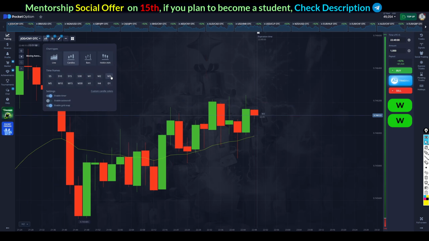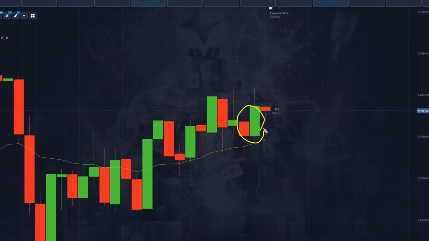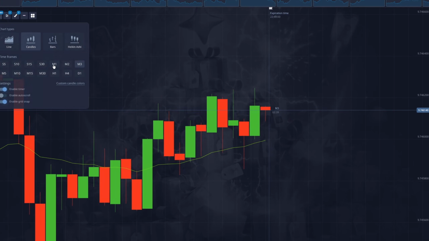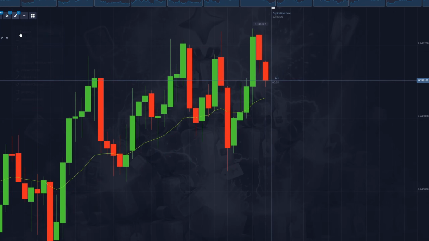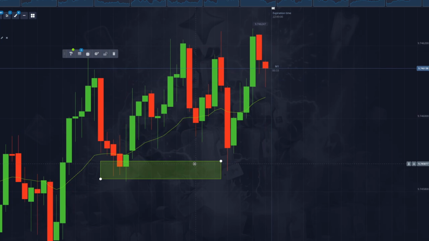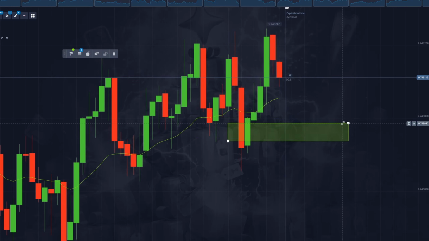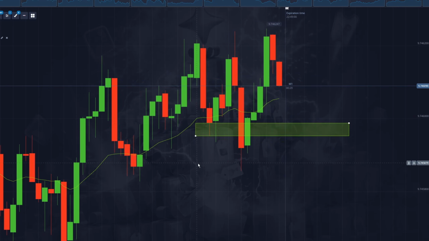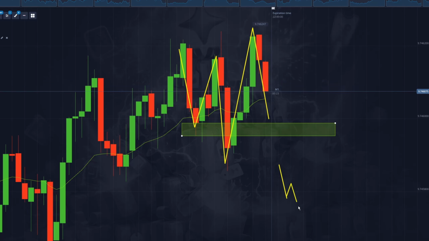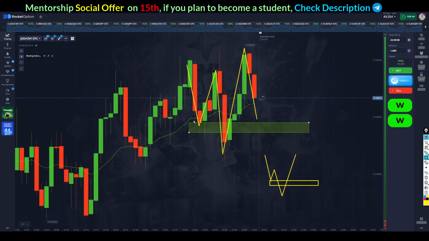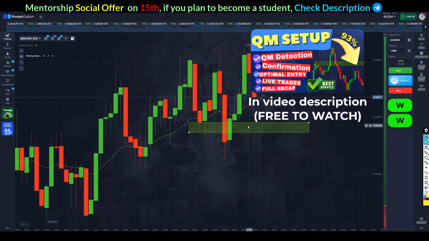Before that, I want to check the 3-minute time frame, and I see this little engulf in the 3-minute time frame for the QM. So I'm checking the higher time frame for the QM to see if there is a higher time frame confirmation for this. I will mark the QM zone just like that. This is the QM zone: low, high, lower low, and then higher high. This is how a QM looks, right? Yeah, so I marked it.